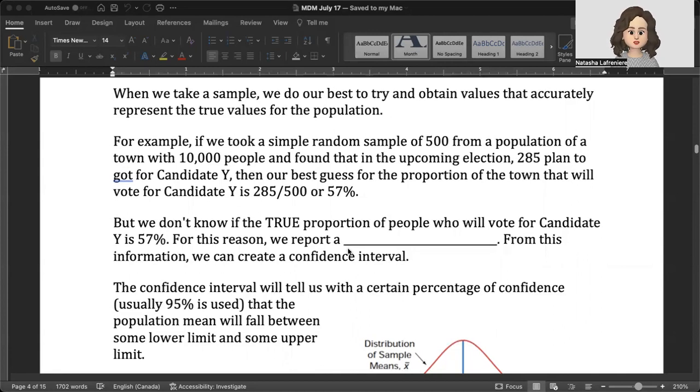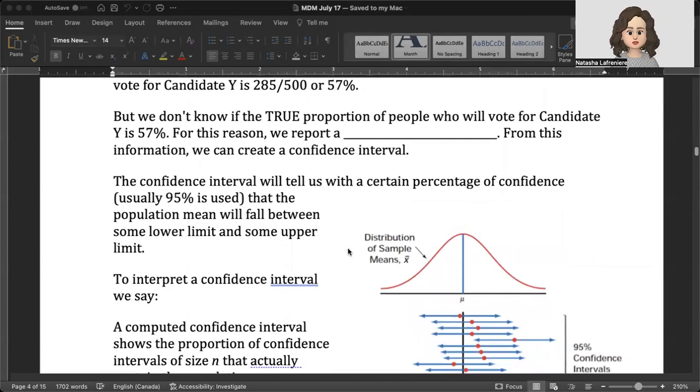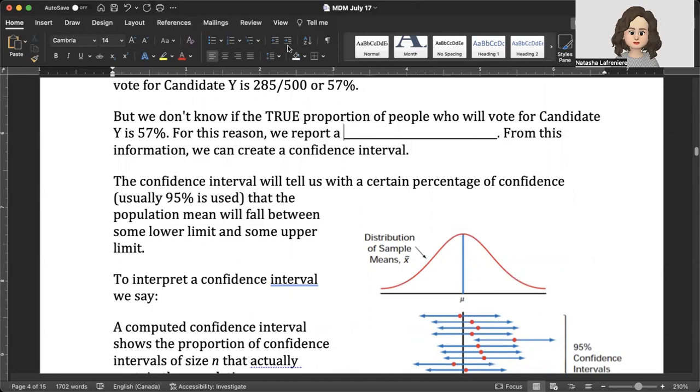But we don't know if the true proportion of people who will vote for candidate Y is 57%. For this reason, we report a margin of error. So that allows us a little bit of mistakes, so a little bit of leeway. It might not be 57%. It could be 55. It could be 60. We aren't too sure, but it gives you that little margin of error or skew of information.